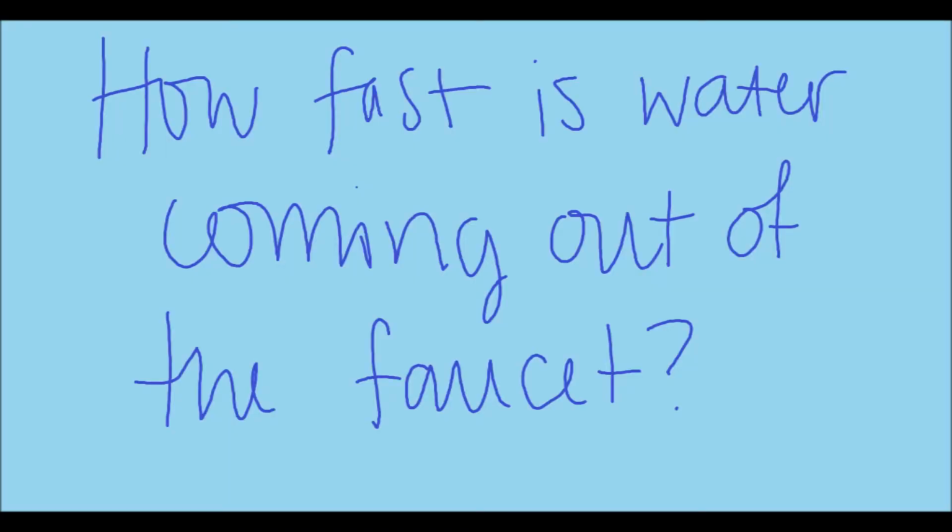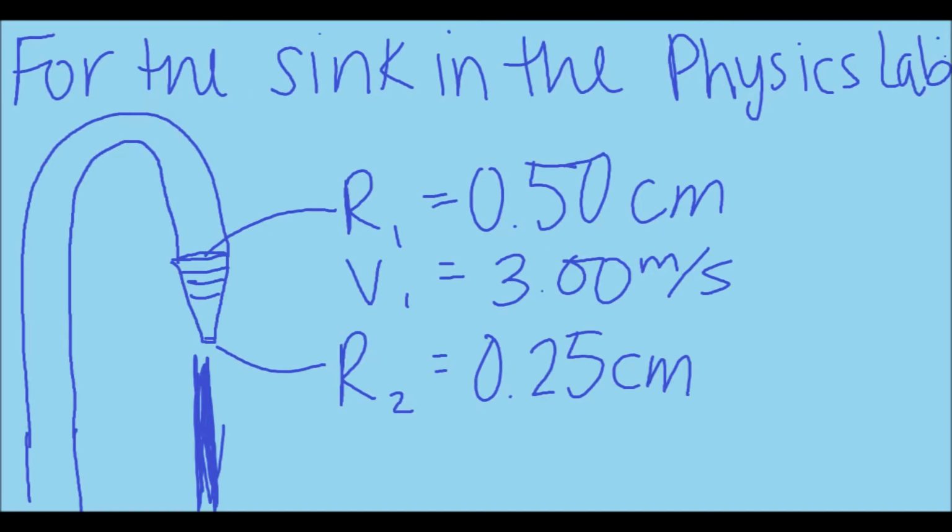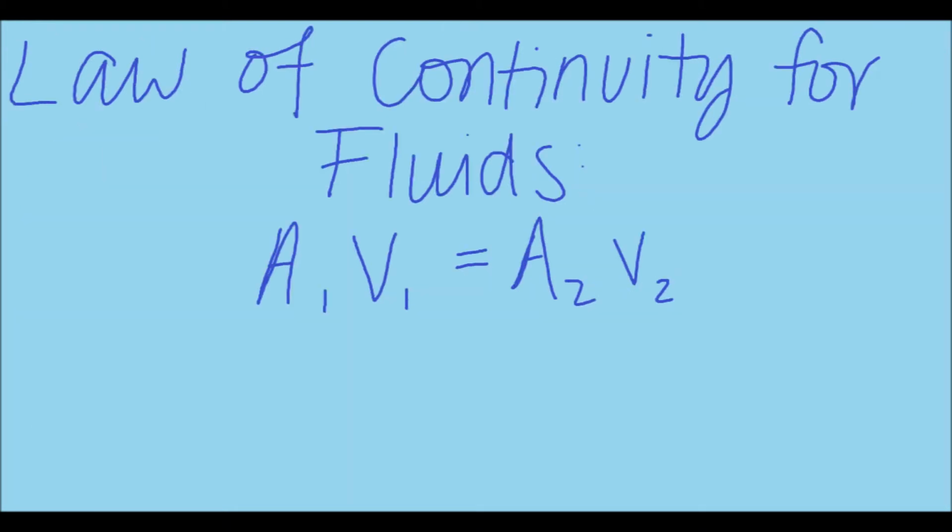How fast is water coming out of the faucet? Here's a diagram of the sink in the physics lab. R1 is the bigger radius, and R2 is the smaller radius. This is the law of continuity for fluids: A1 times V1 equals A2 times V2. The first area is bigger than the second area. So, to compensate for this change, V2 is going to have to be a lot larger than V1, making it come out a lot faster than what you would expect.